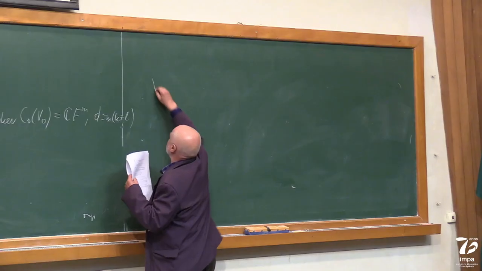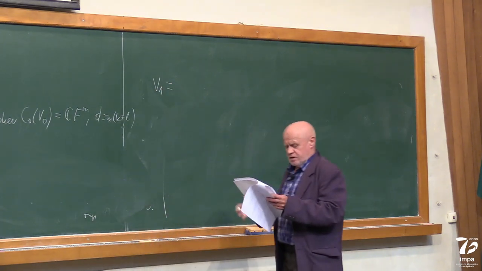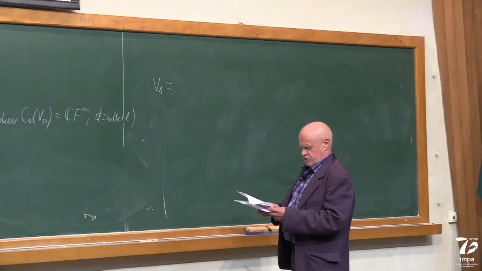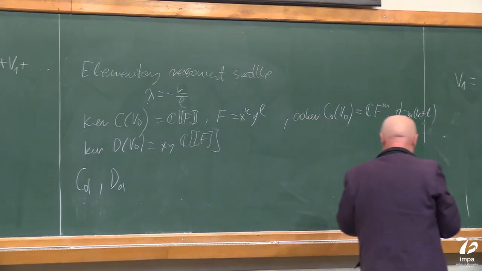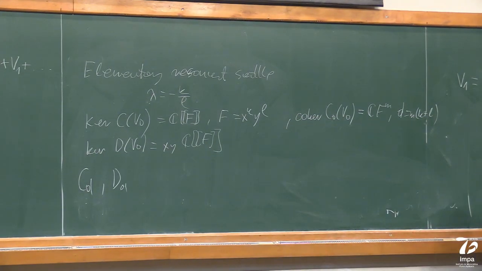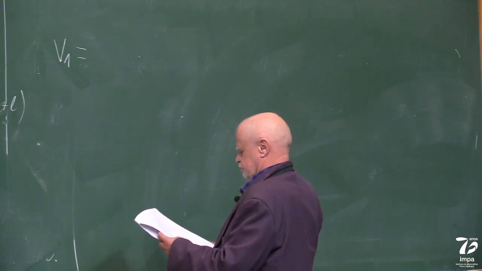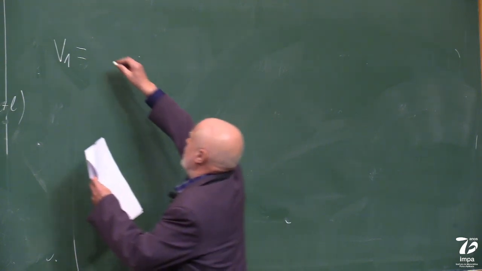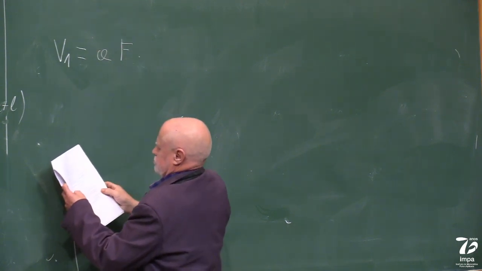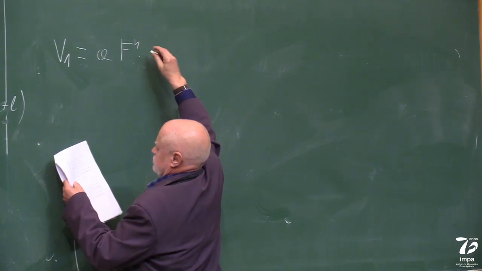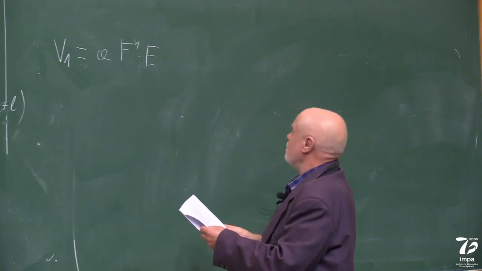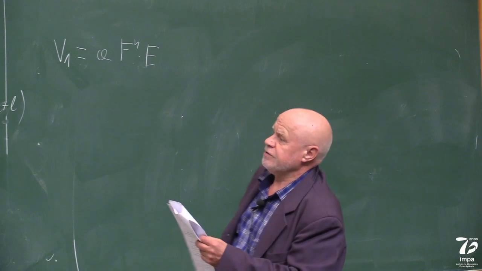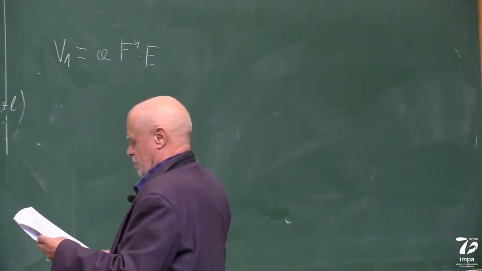So I assume V1 would be the first term, which is in this first level normal form. So V1 would be A F to N times E, where E is the Euler operator.